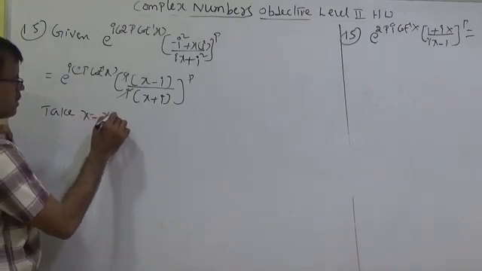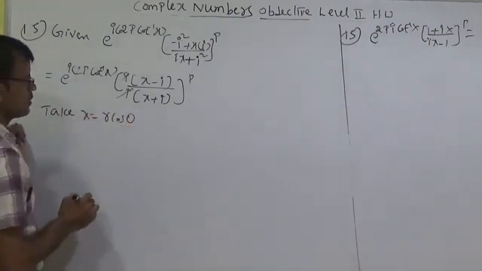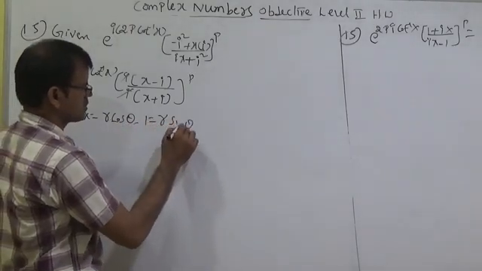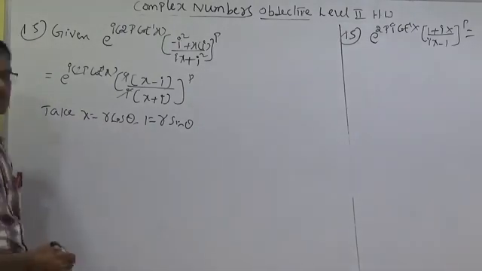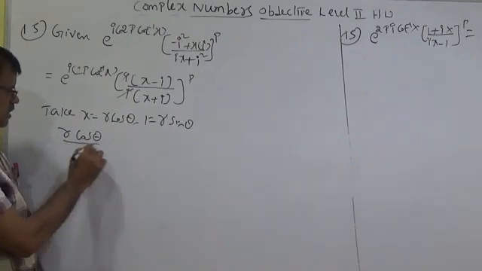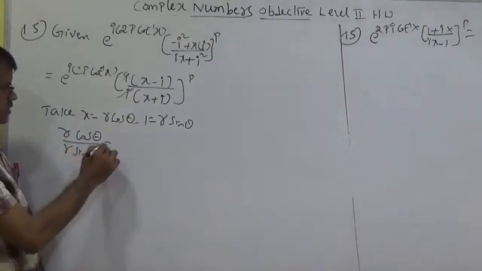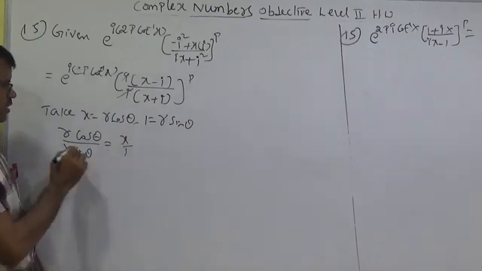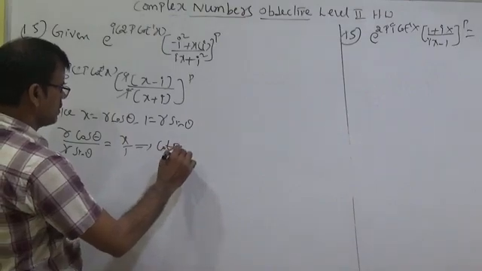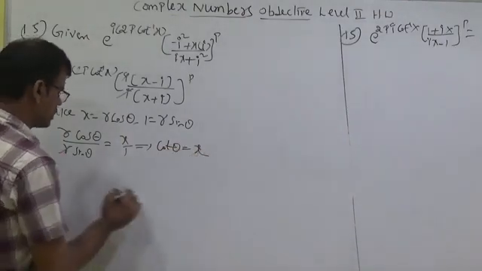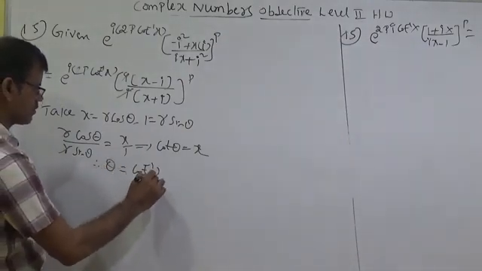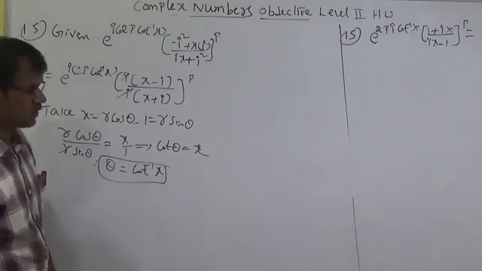Now take x is equal to r cos theta, and 1 is equal to r sin theta. Now write like this: r cos theta by r sin theta is equal to x by 1. The r gets cancelled. So what is the value of cos theta by sin theta? It is cot theta. Cot theta is equal to x. Therefore, theta is equal to cot inverse x. It will be useful later.